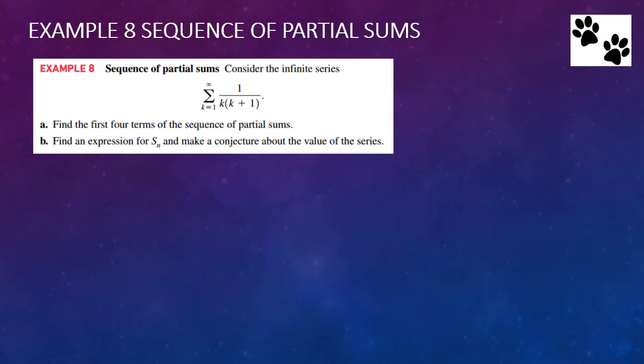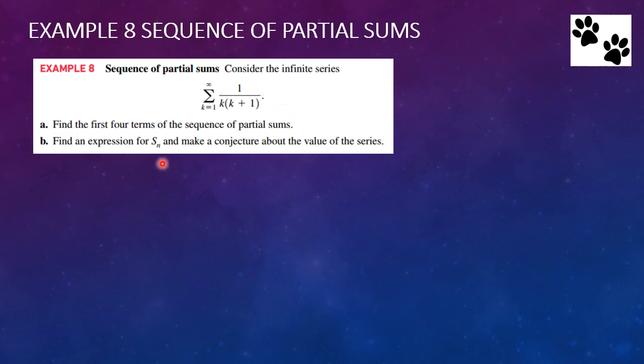Now let's look at our last example, number 8, a sequence of partial sums. Consider the infinite series, the summation from k equals 1 to infinity of 1 over k times k plus 1. Find the first 4 terms of the sequence of partial sums. This is really straightforward. Just start with k equals 1, then k equals 2, then k equals 3, and then k equals 4. But of course, remember when k equals 2, you also have to add the value from k equals 1 plus the value of k equals 2, and so forth.